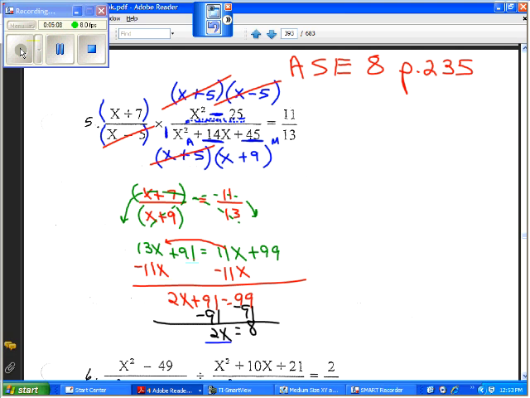So we get 2x equals 8, divide by 2, and we get x equals 4. Any questions on that? If you plugged it back in up there, you'd find out it works out. Okay? Any questions on number 5? Okay. Number 6.